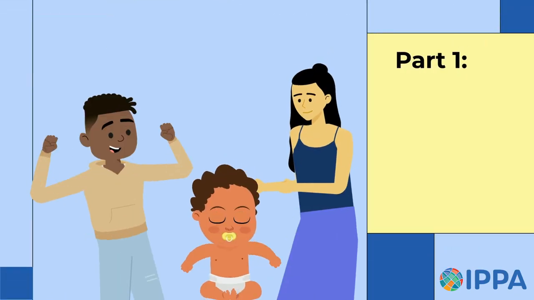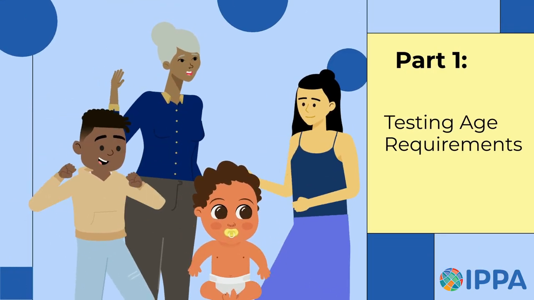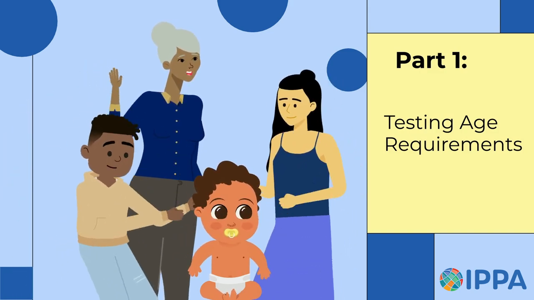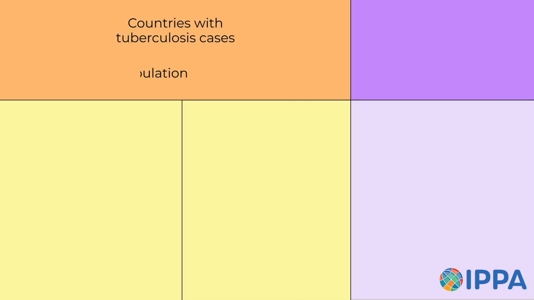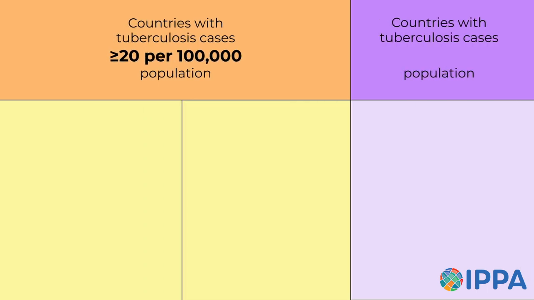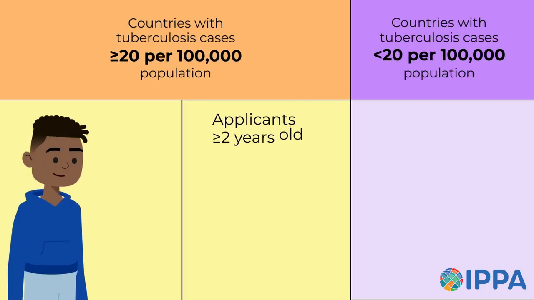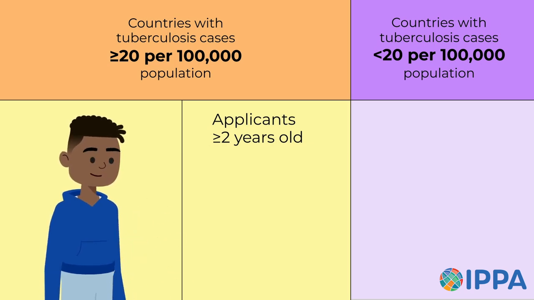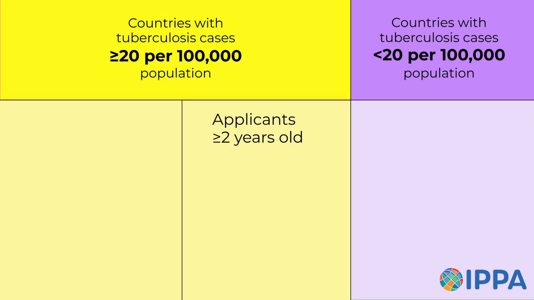Let's begin with the first learning objective: testing age requirements for those requiring IGRA testing. The age group for IGRA testing can be divided into two categories. 1. Applicants 2 years of age and older examined in countries with a World Health Organization estimated tuberculosis incidence rate of 20 or more cases per 100,000 population must have an IGRA.